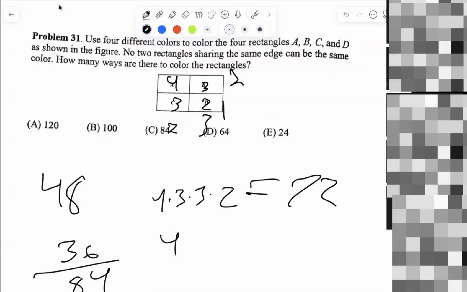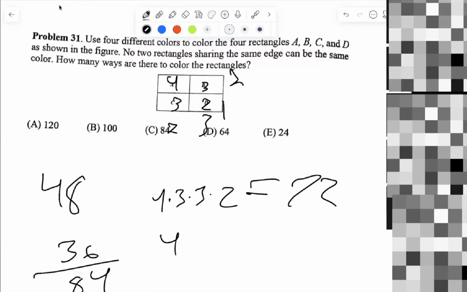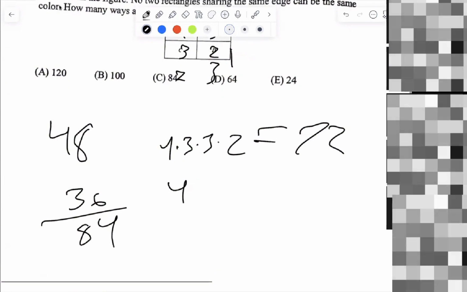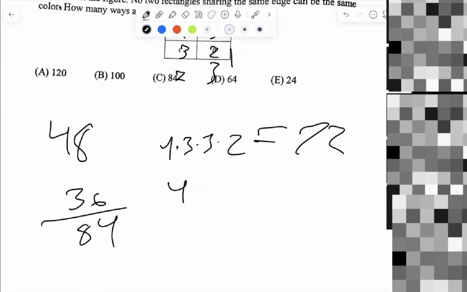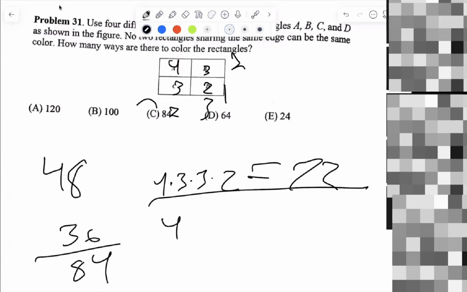This is why we gotta check the answers to make sure they're the same, because if you don't, then we might be undercounting or overcounting. Like in the first method, we were undercounting. Alright, so the answer to this question is just C.